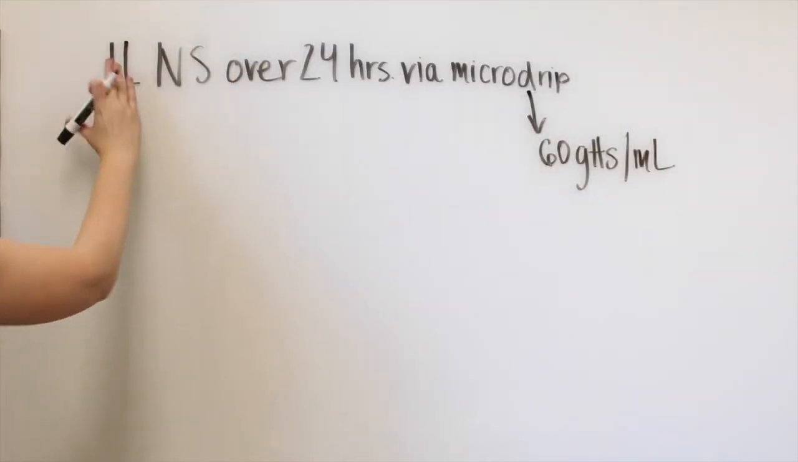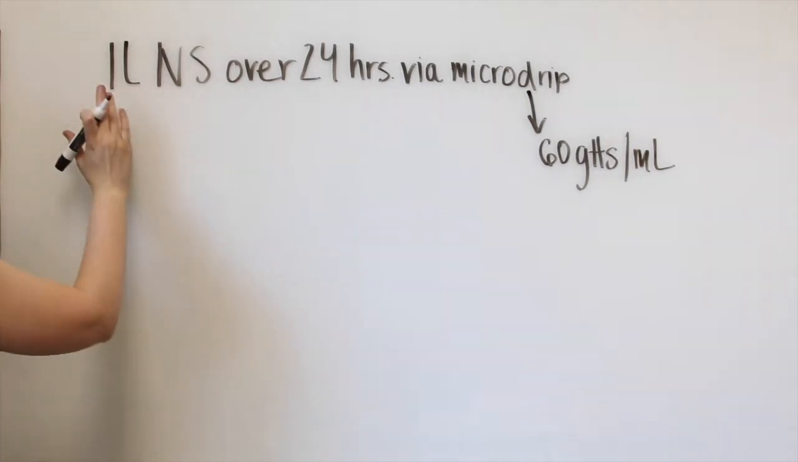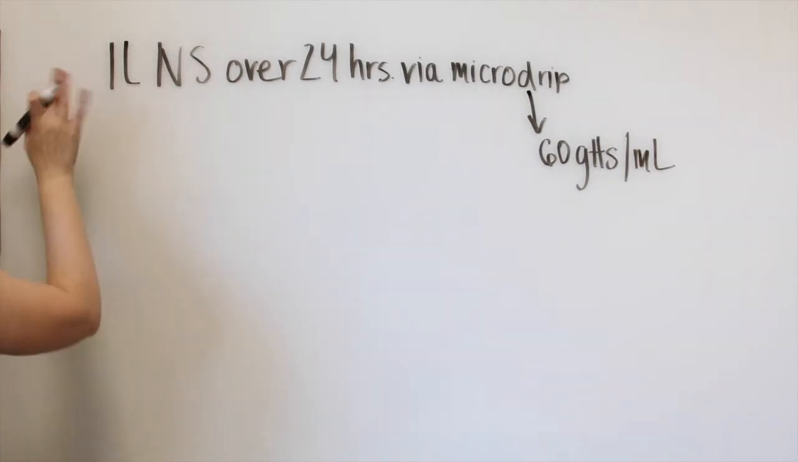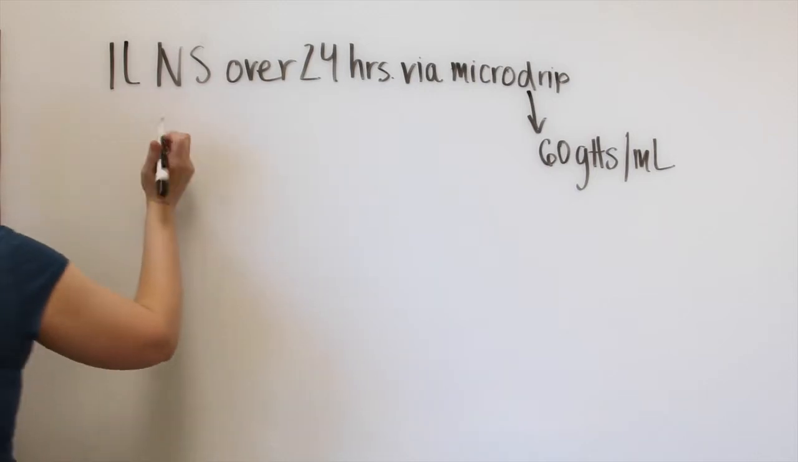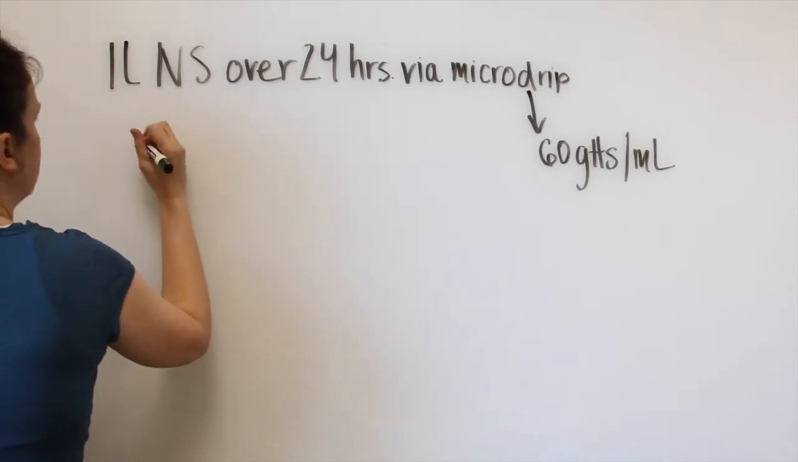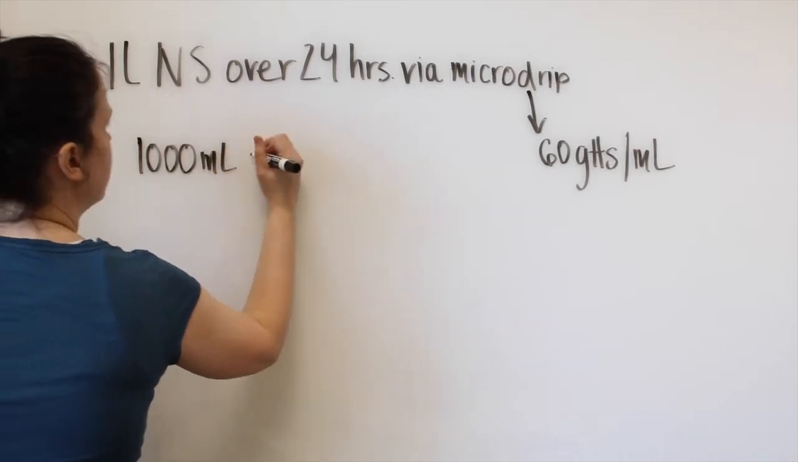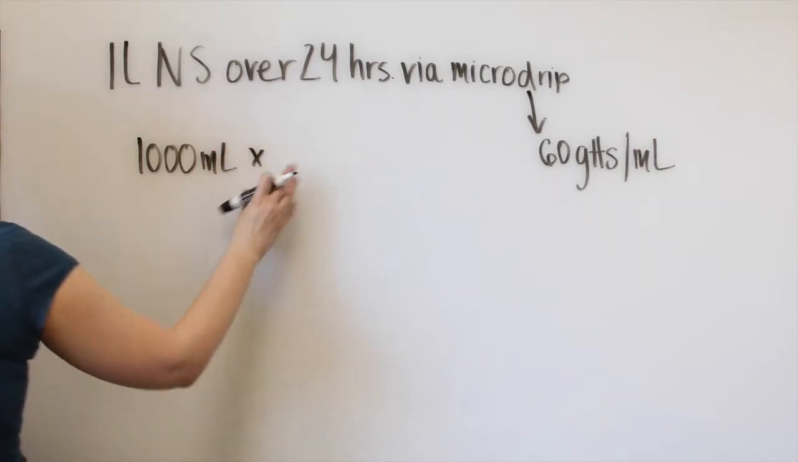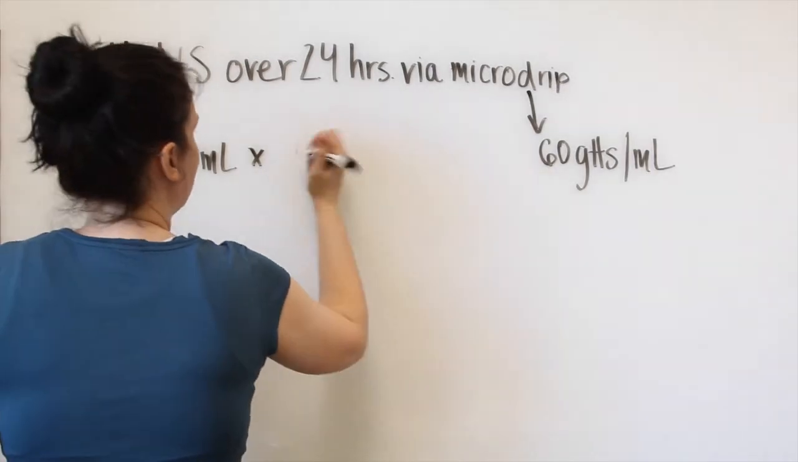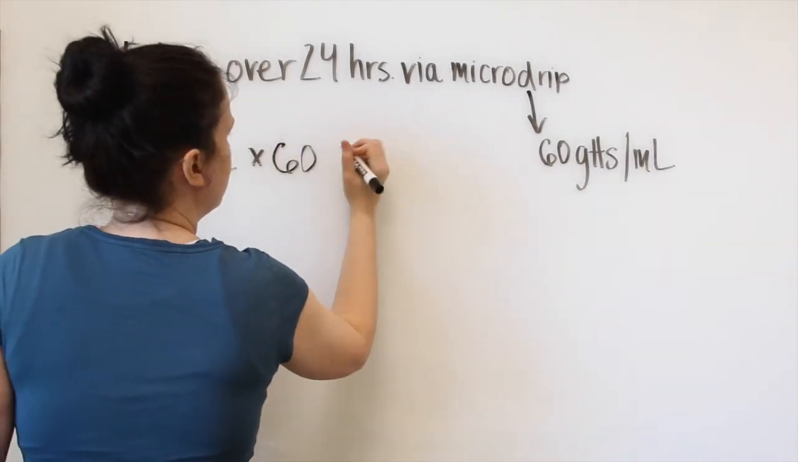So we set this one up the same as the last one, only we're going to substitute actual milliliters here. So 1 liter is 1,000 mLs. And we're going to multiply by our drop factor here, just the same as before.